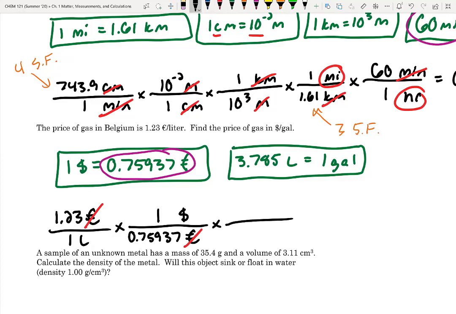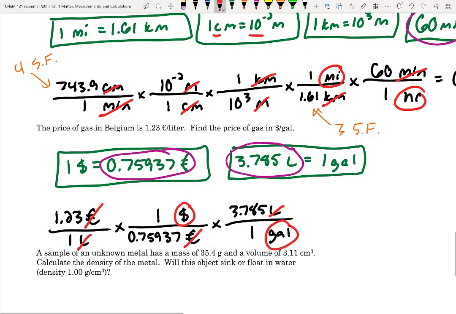And should I put liters on top or bottom here? Top, exactly. Because it's on the bottom down here, we need to put it on the top for our conversion. It needs to always be on the opposite side. So I'll put liters here and gallons on the bottom. And we know that the 3.785 should go with the liter unit. And 1 will go with the gallon unit. So now we can cancel out liters and liters, and we're left with the units dollars over gallons. And let's go ahead and plug that all in.